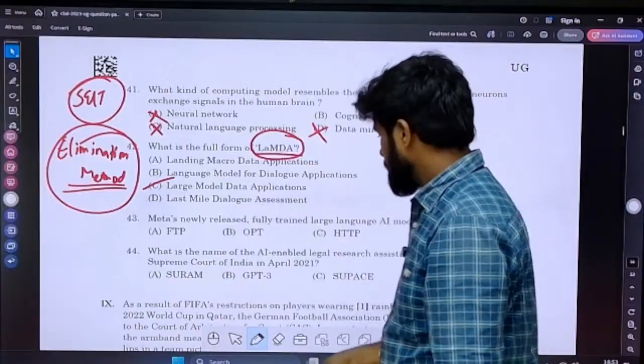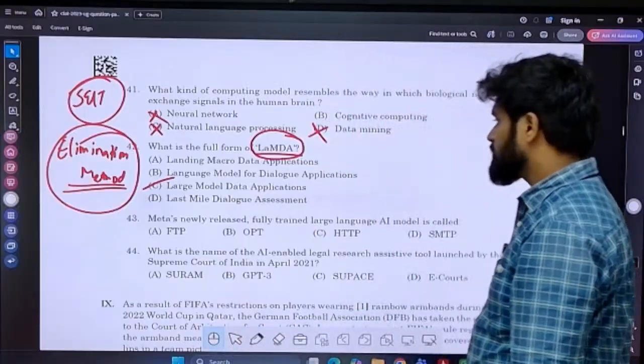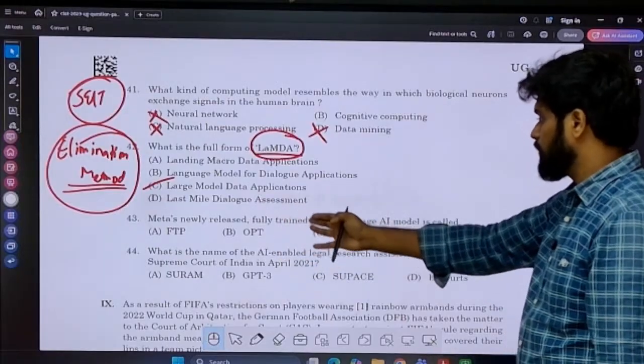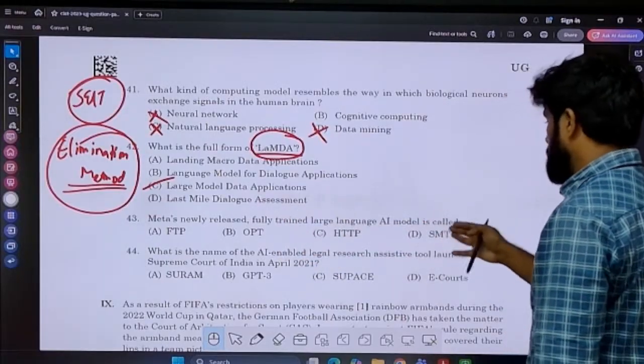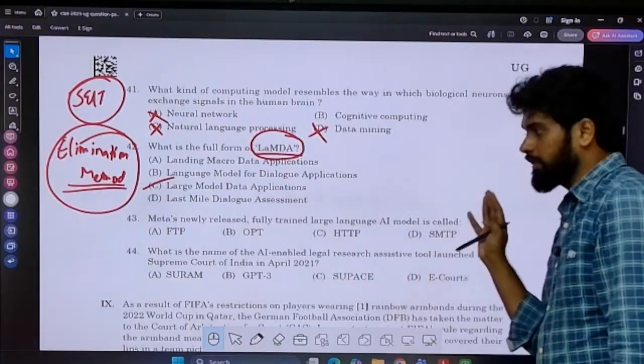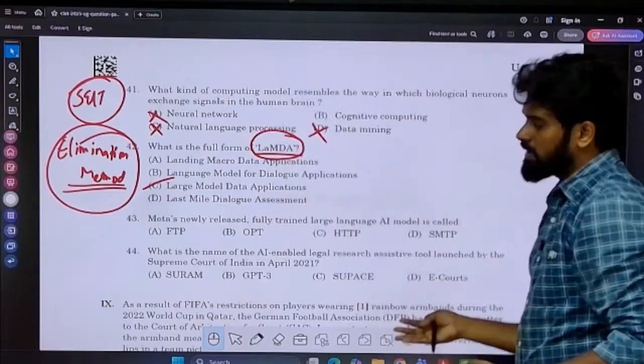Next one. You see this? Meta's newly released, fully trained large language AI model is called what? Is it FTP? Is it OPT or HTTP or SMTP? Okay, so this is entirely the same.